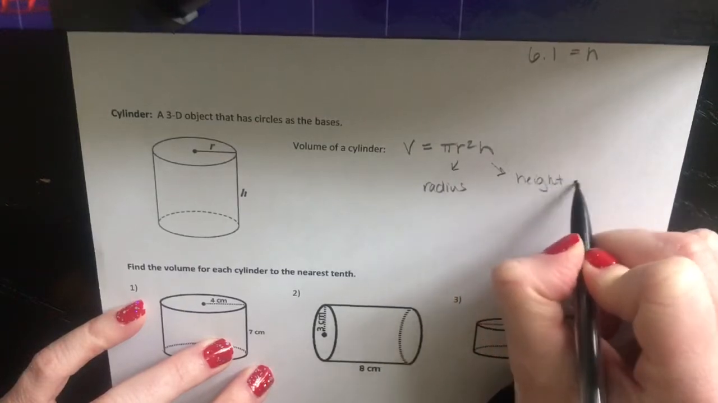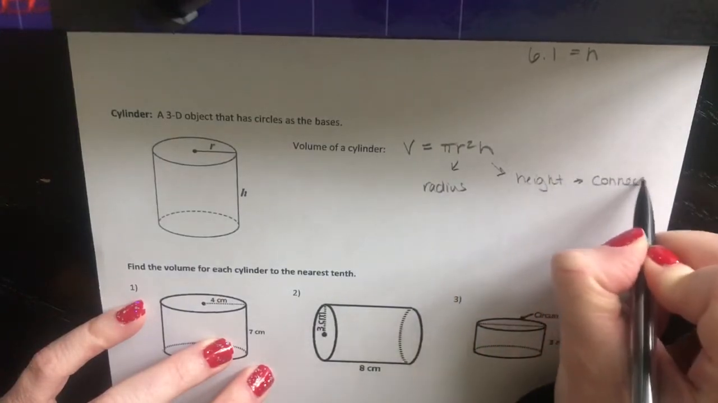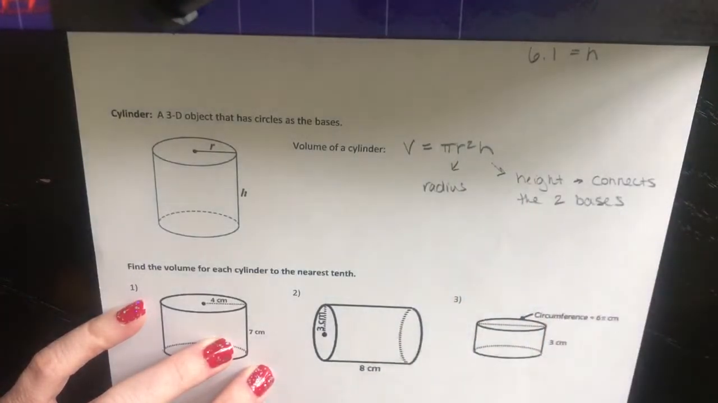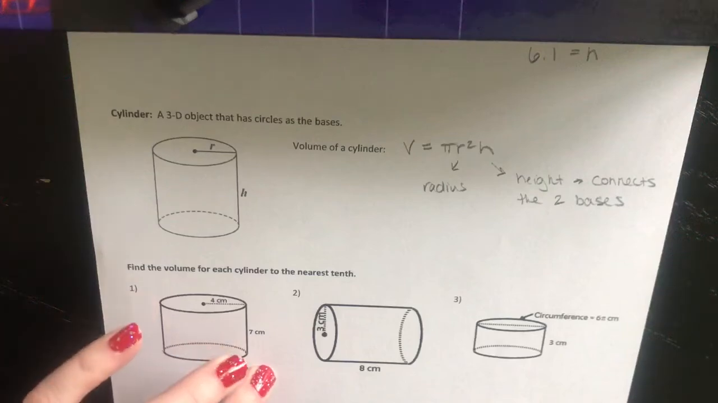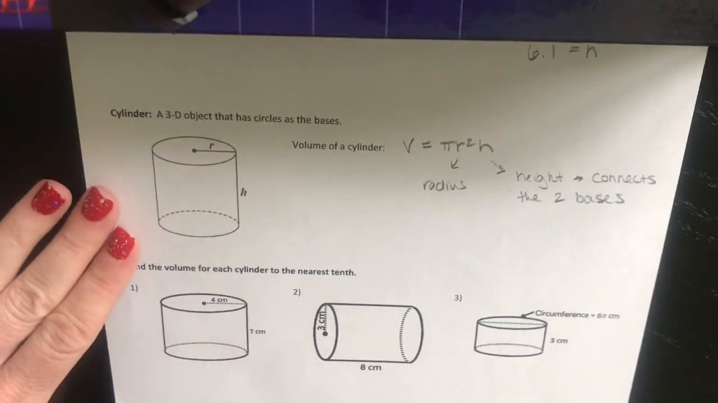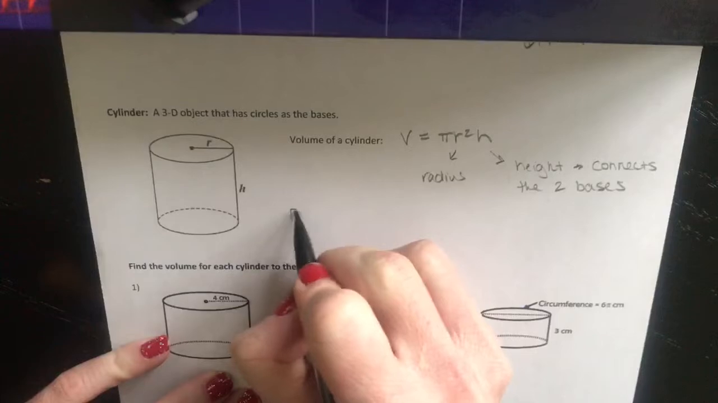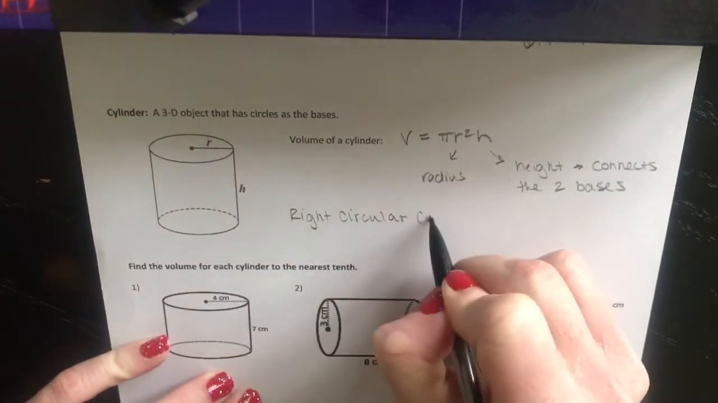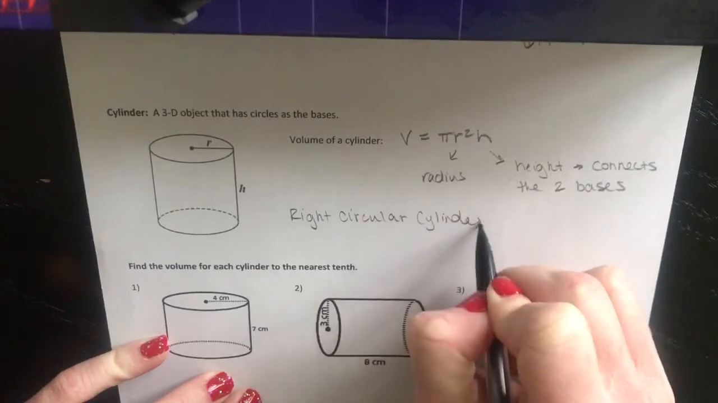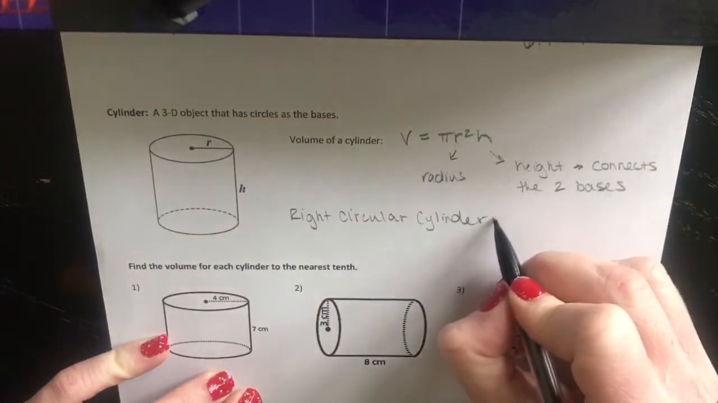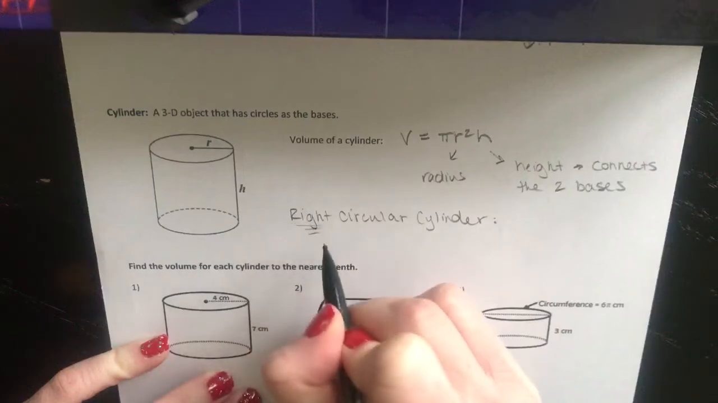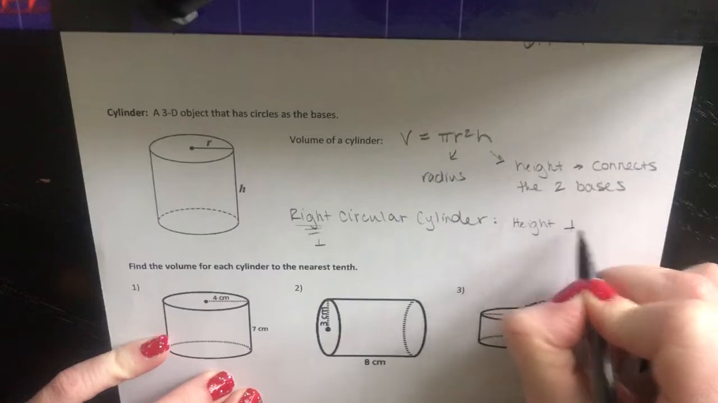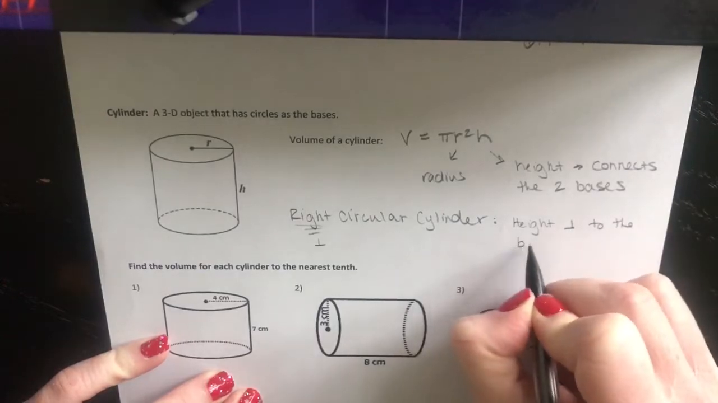And again, in this case, the height is the line that connects the two bases, which in this case is the two circles. Okay? Now, in some problems, it might be referred to as a right circular cylinder. So if you see right circular cylinder, all that means is the word right here is referring to perpendicular. It means the heights are perpendicular to the bases in all spots.